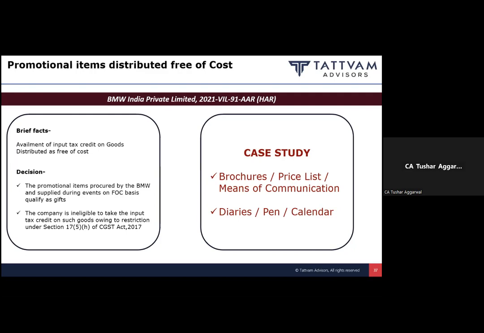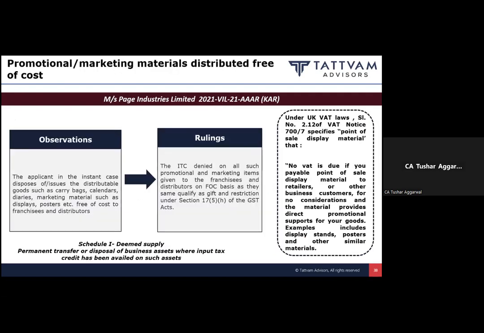Whereas expensive diaries, expensive pens, etc., he can use for personal purposes. So credit will not be available to the extent ITC pertains to pens, diaries, etc., because these are items in the nature of a gift, which can be independently used by the distributor for his personal purpose and have an independent economic value.